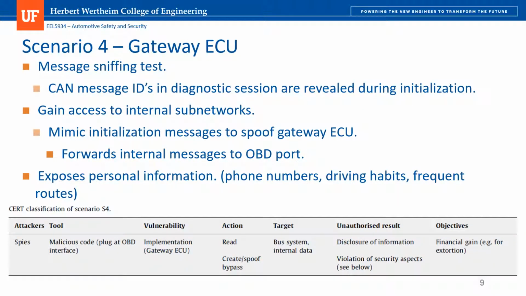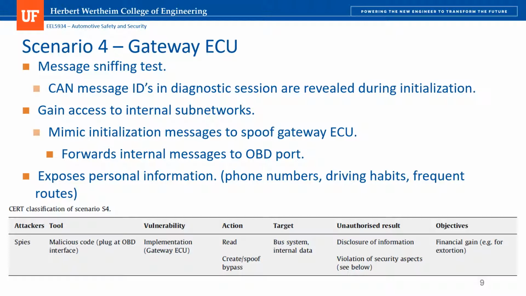So for the attack involved on the gateway ECU in scenario 4, this attack was thought out a little bit differently. What they were trying to do was gain access to this internal subnetwork of different ECUs. And since, as I mentioned in the last slide, there is not a typical way for the OBD2 port to talk to this internal network, they found a way to do that.